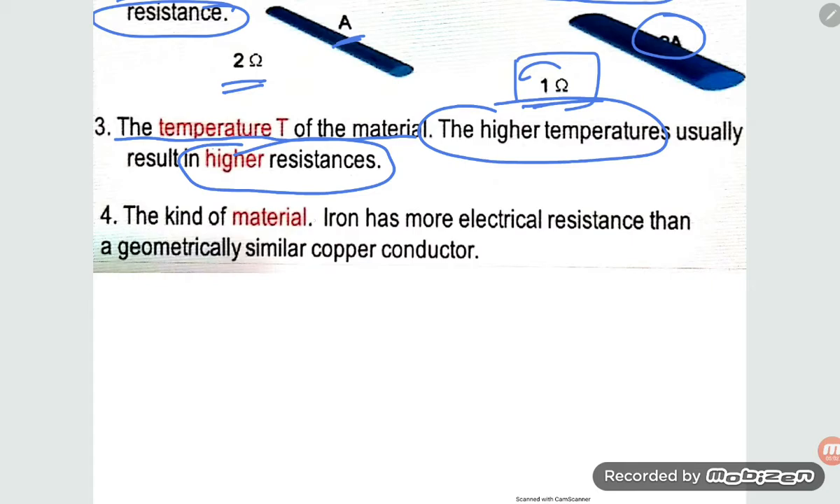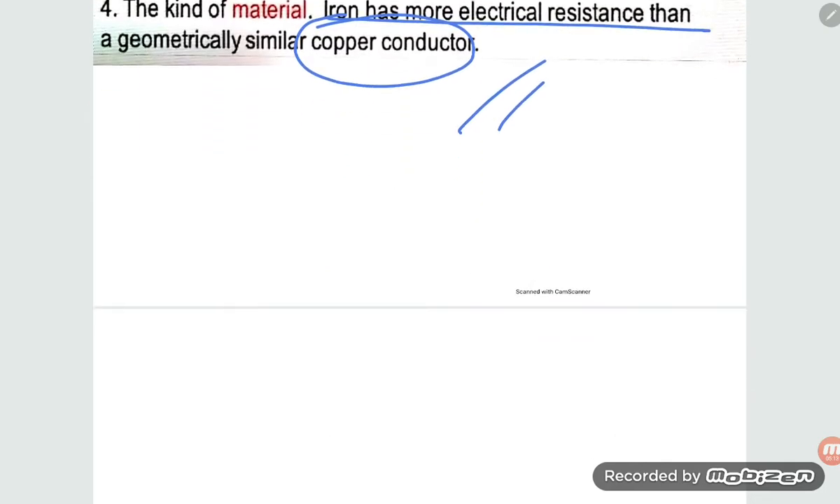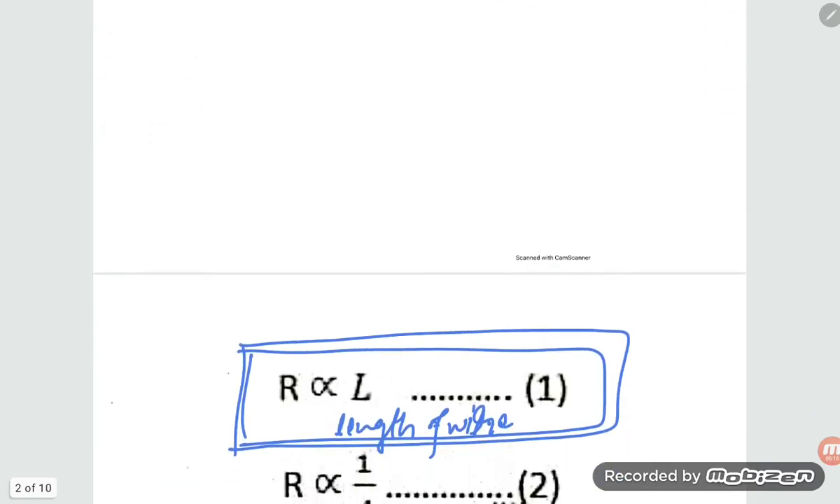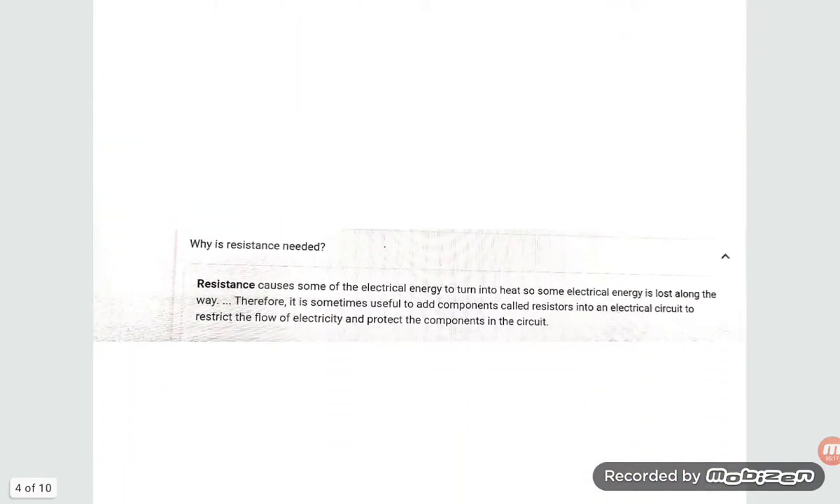Fourth point, the kind of material. Iron has more electrical resistance than a geometrically similar copper conductor. So it also depends on the different type of material. Now let us move to another point, student. What are the other points on the slides?